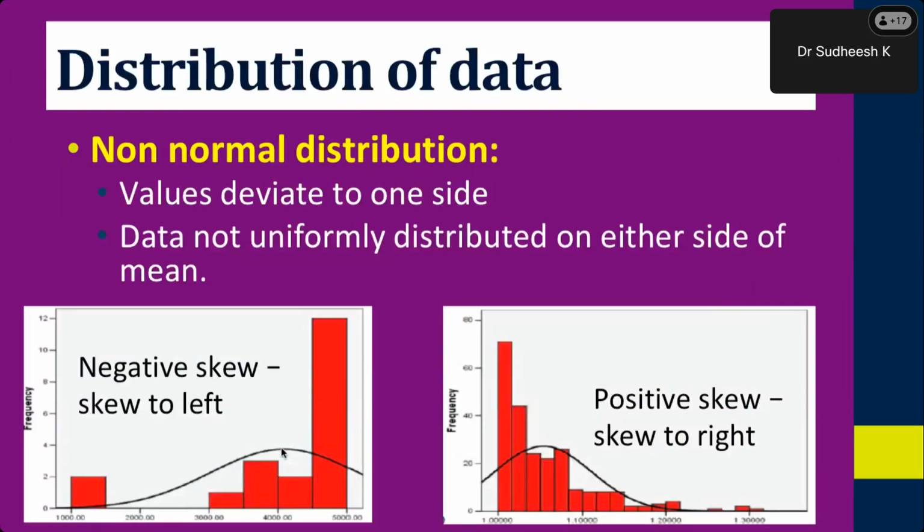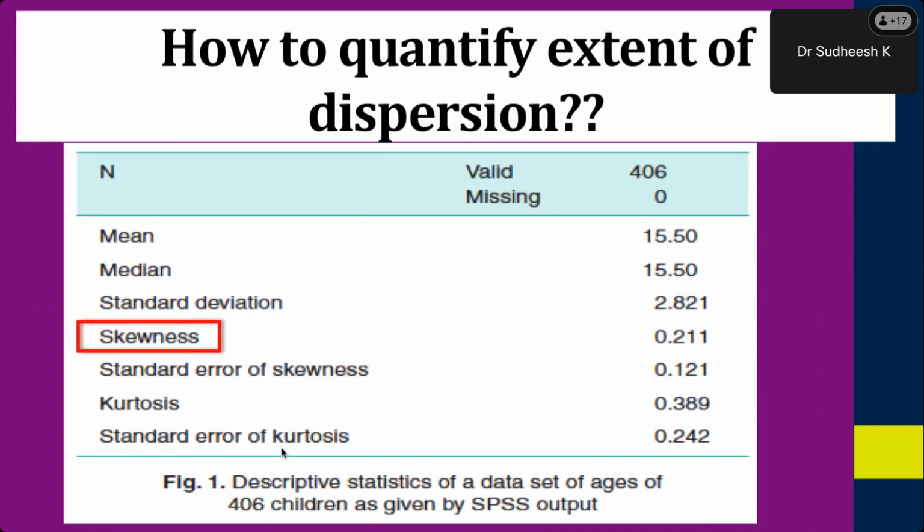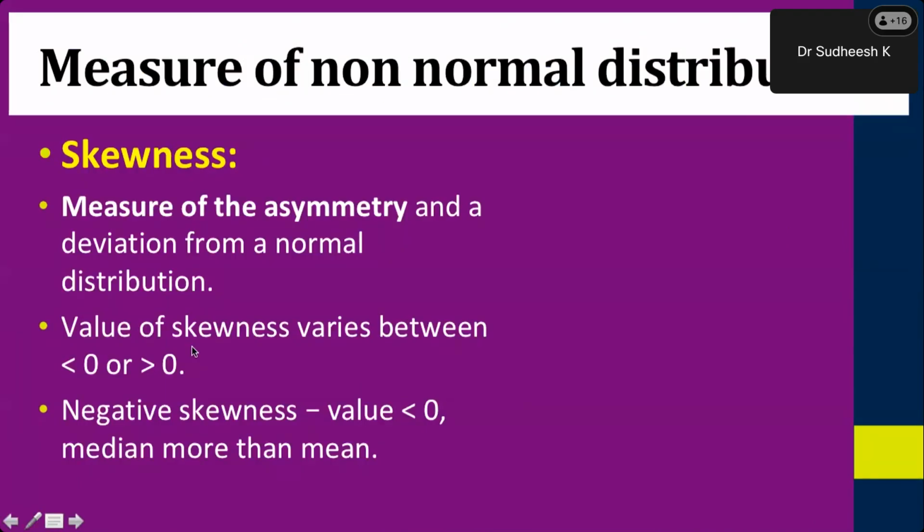Now, once we understood that there is always a distribution of data, whether it is normal distribution or non-normal distribution, we know that the values move away. Now, how to quantify that movement? There are two parameters which are used in our statistical language. They are known as the skewness and the kurtosis. So, what does this skewness mean? Skewness is the measure of asymmetry and a deviation from a normal distribution. It just tells how much a value has a tendency to deviate from the normal distribution, whether the tendency is too high or too low.